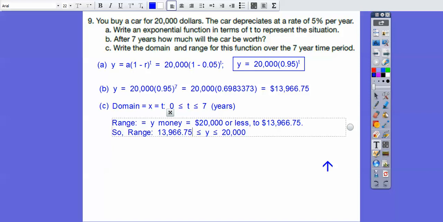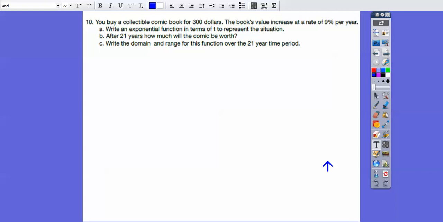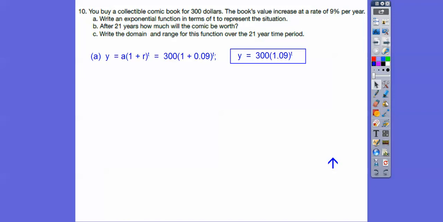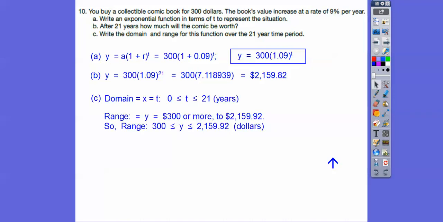here we go. Here's the next to last one here. So we buy a collectible comic book for $300, and the book's value increases. So it's the same function, except we're going to add 9%. So it's going to be 1 plus 0.09. Okay, and then so here's our exponential function right there, 300 times 1.09 to the t power after 21 years. So we're going to plug in 21 for t, and we get after 21 years, that $300 book is going to be a little bit more than 2,000 bucks. And then the domain and range is something like that.